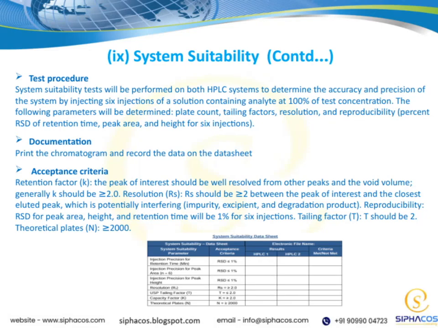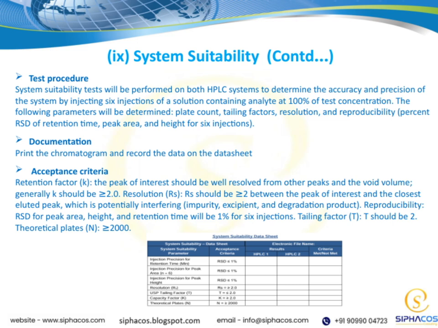Now, let's talk about the test procedure for system suitability. We will perform these tests on both HPLC systems to ensure they are working accurately and precisely. To do this, we'll inject 6 times a solution that contains the analyte at 100% of the test concentration. By doing this, we can evaluate several important parameters.